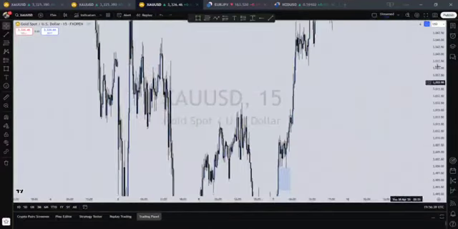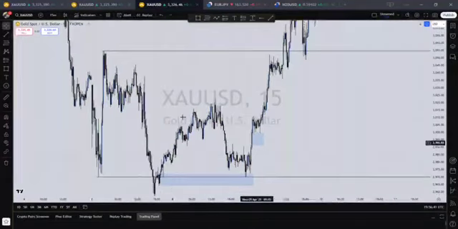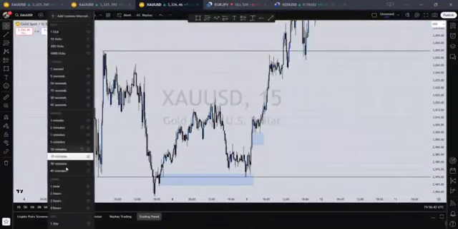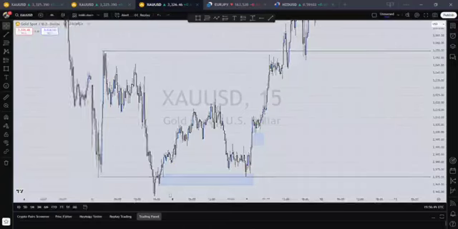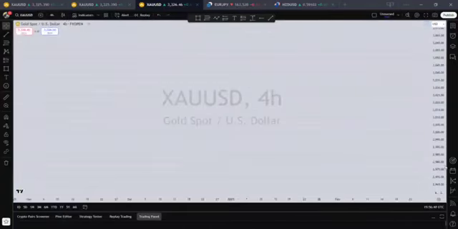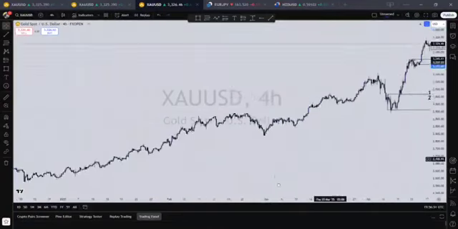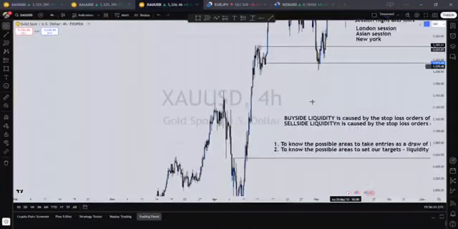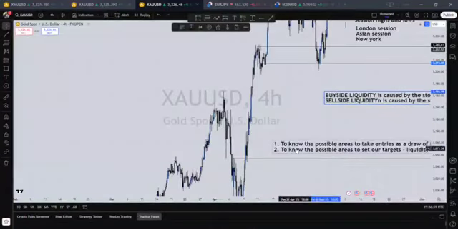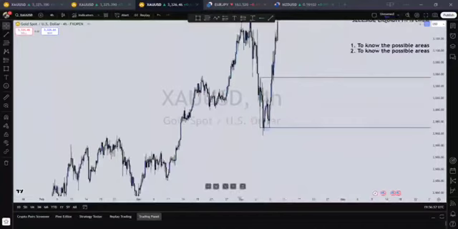I think it gave another opportunity here. This should be like a 30-minute fair value gap here. But it gave two opportunities. You can see it before it came for the high. So let's go back to 4 hours and see the candle. Okay.